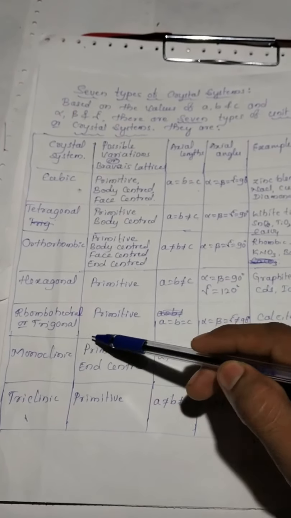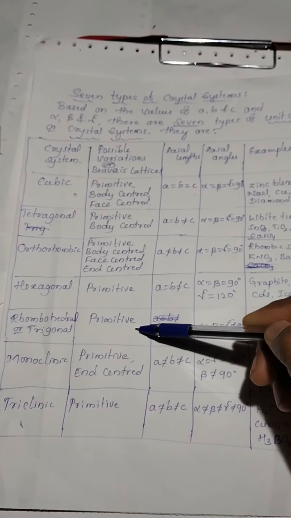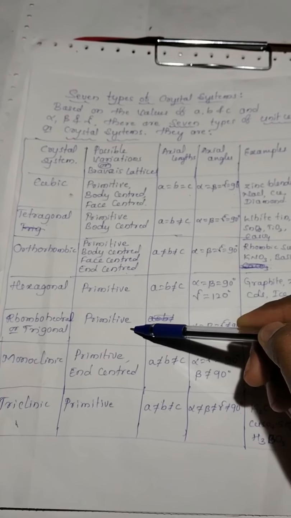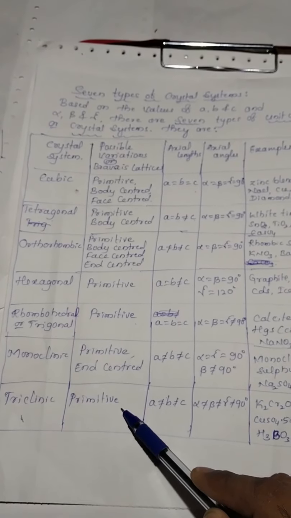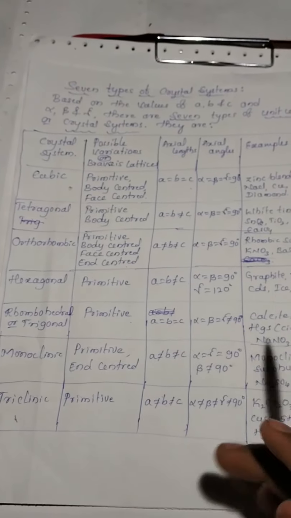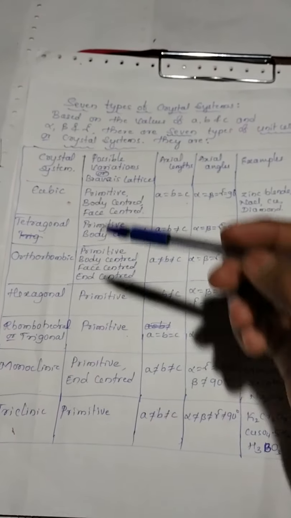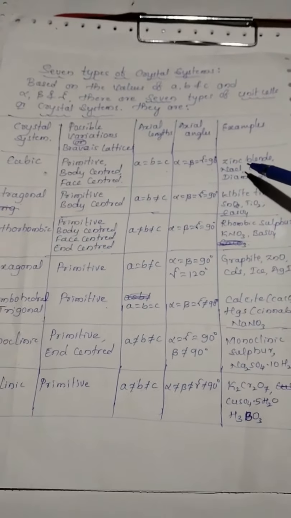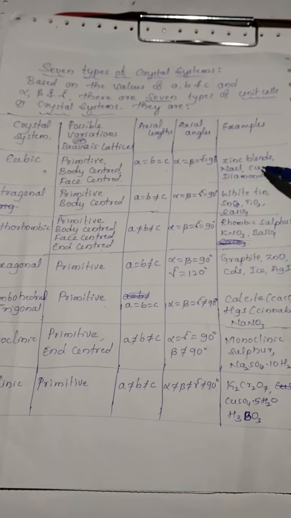In rhombohedral or trigonal, there is also only 1 Bravais lattice, that is primitive. In monoclinic, there are 2 Bravais lattices: primitive and end centered. In triclinic, there is 1 Bravais lattice, only primitive. So the examples for each crystal system are, for cubic crystal system, the examples are zinc blende, sodium chloride, copper, diamond.